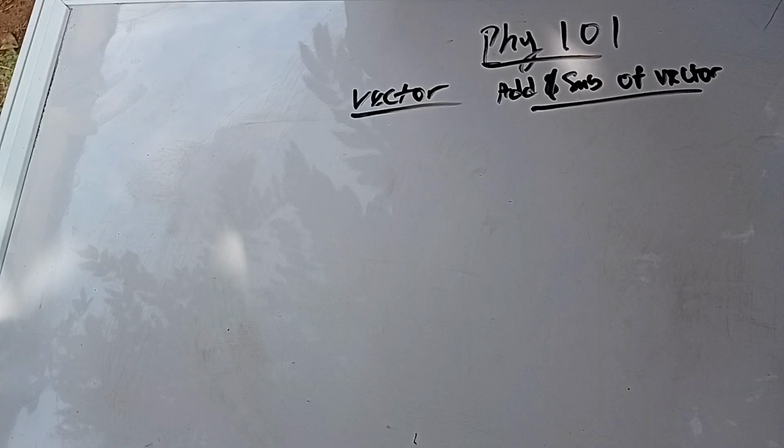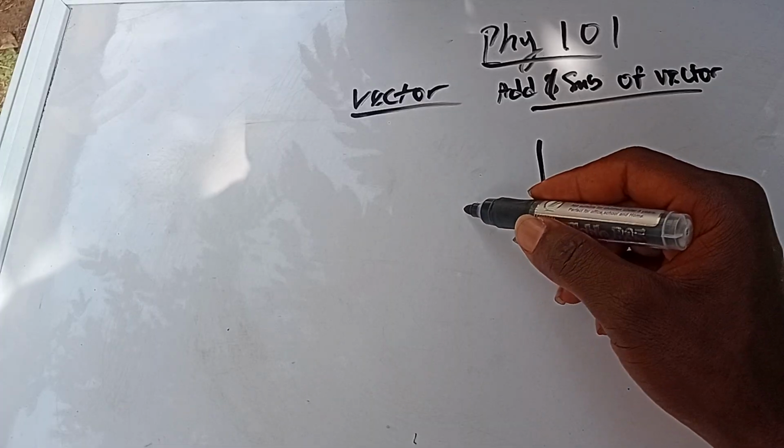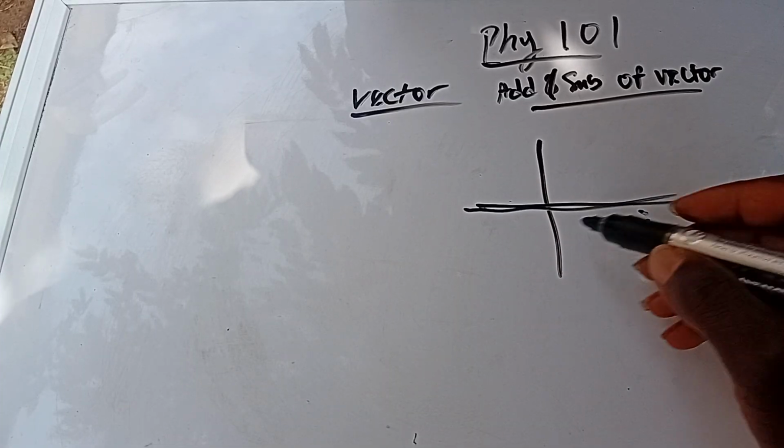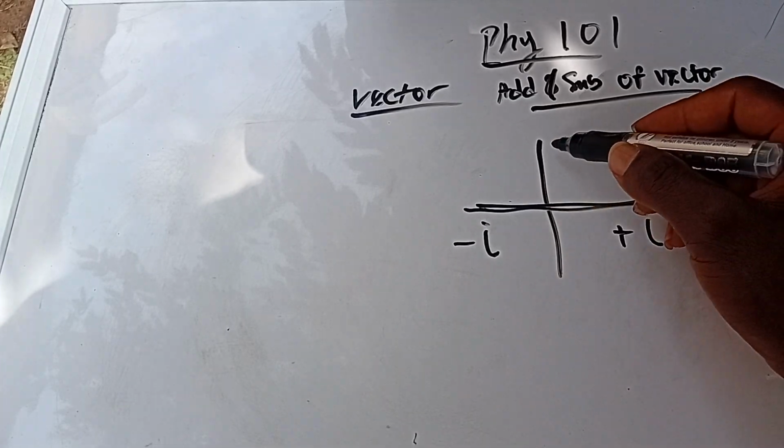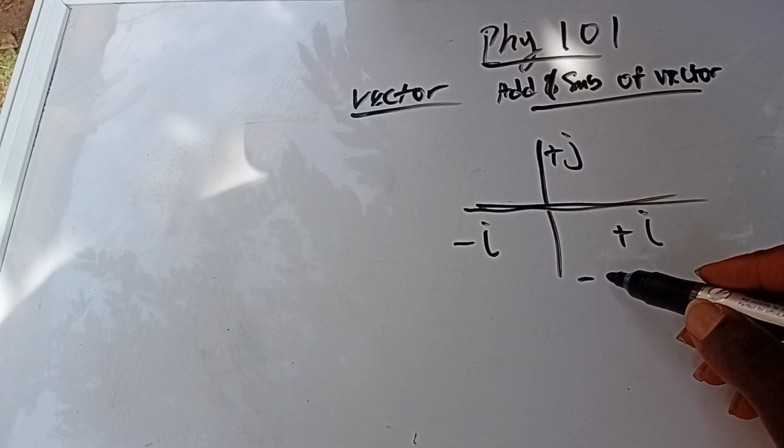And when we are talking of magnitude and direction, we can have the I direction, the J direction, the K direction, like a graph. So the x-axis is known as I. This is positive I. This is negative I. This is positive J. The y-axis is known as J. This is negative J.